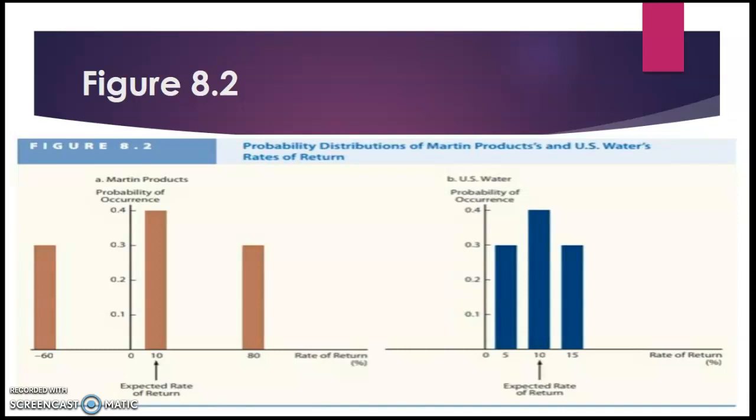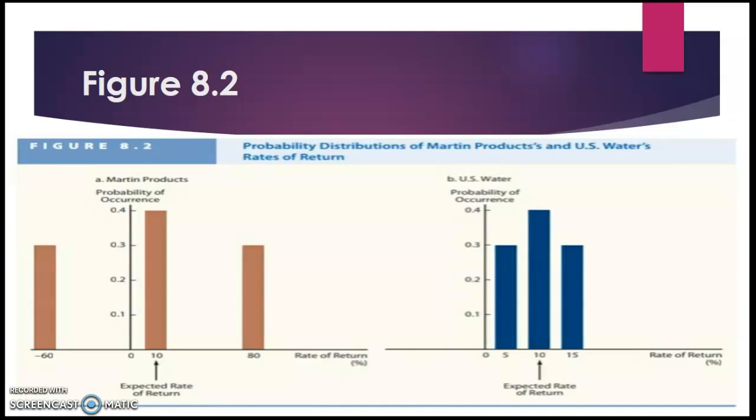Here, we change the assumption so that there is essentially no chance that Martin's returns will be less than negative 60% or more than 80%, or that US Water's return will be less than 5% or more than 15%. So the tighter, or more peaked, the probability distribution, the more likely the actual outcome will be close to the expected value, and consequently the less likely the actual return will end up far below the expected return. Thus, the tighter the probability distribution, the lower the risk.